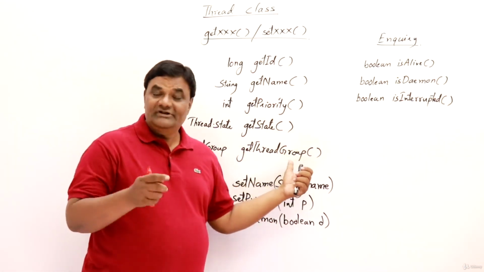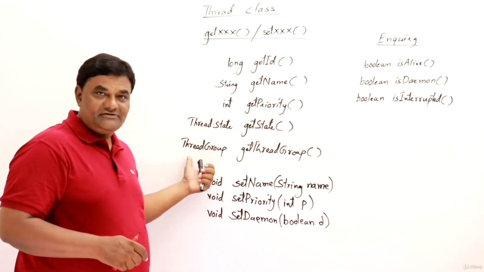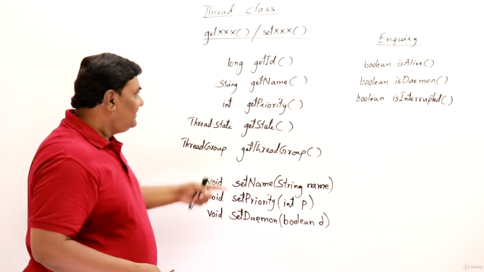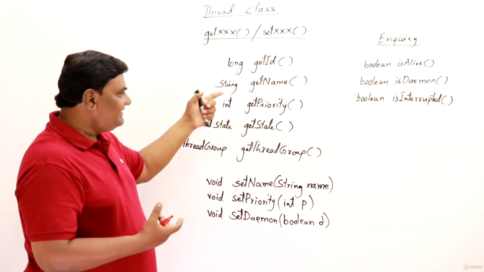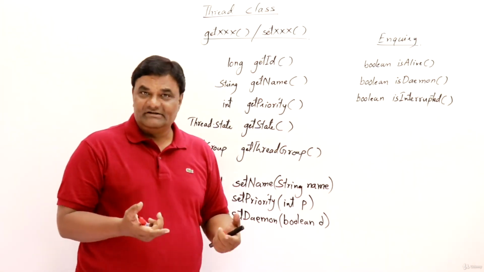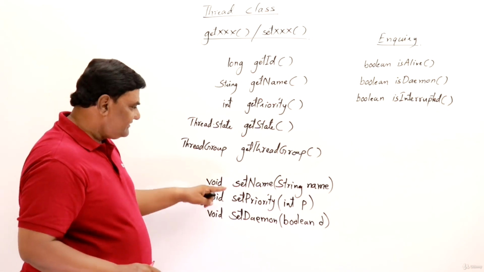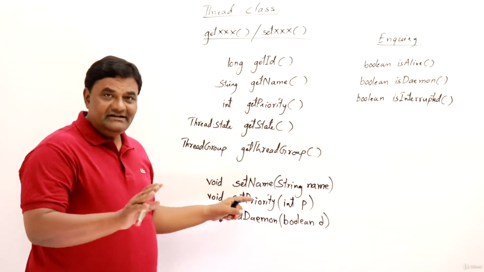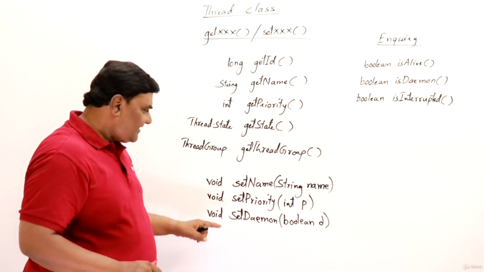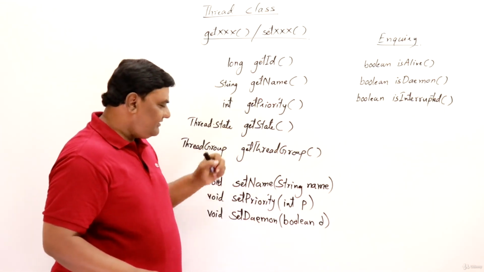And thread group, to which group it belongs, you'll get the reference of type thread group. These are get methods. Now, everything you cannot set directly, so we use set methods. There are a few set methods. You can set the name of a thread. You cannot set the ID, right? So set ID is not there. It is given by JVM. And set priority, you can set the priority.